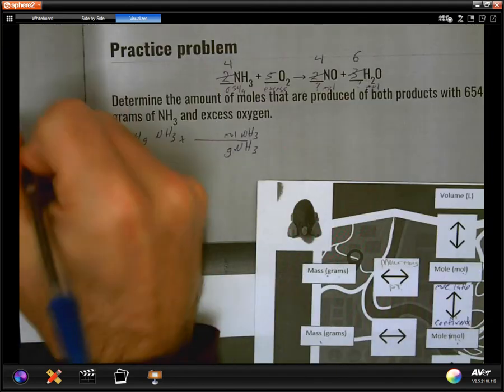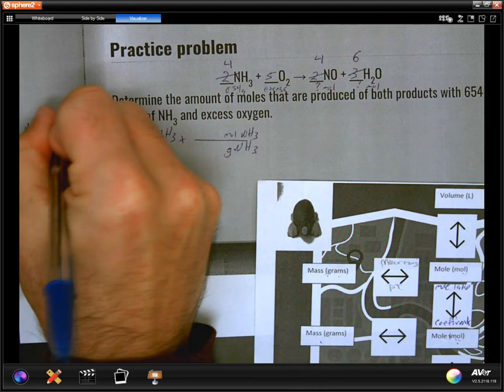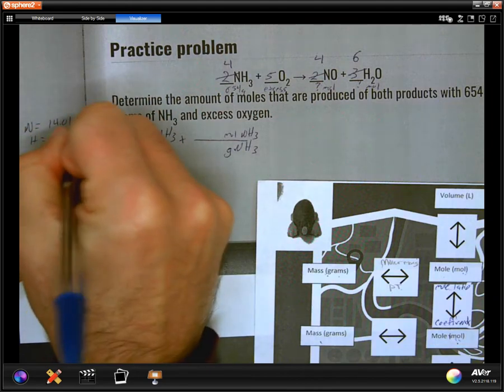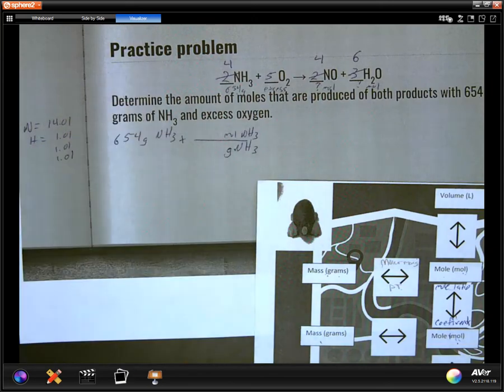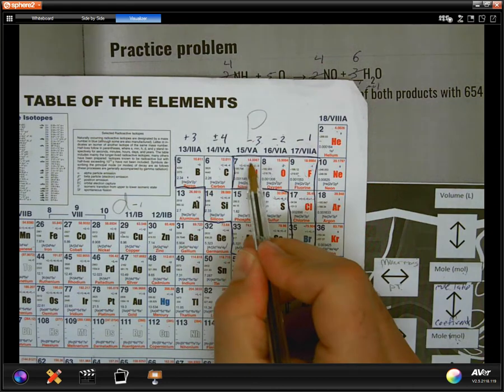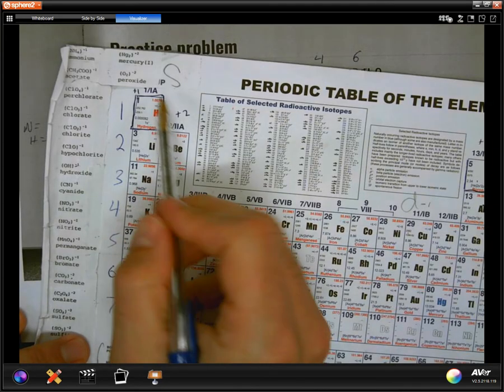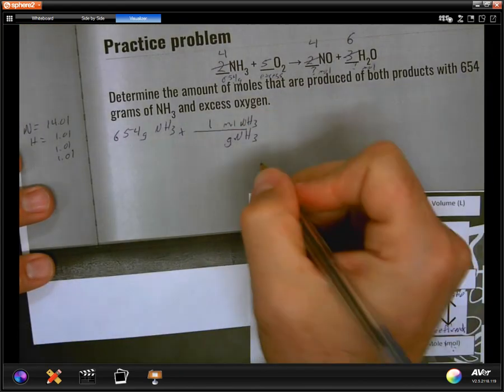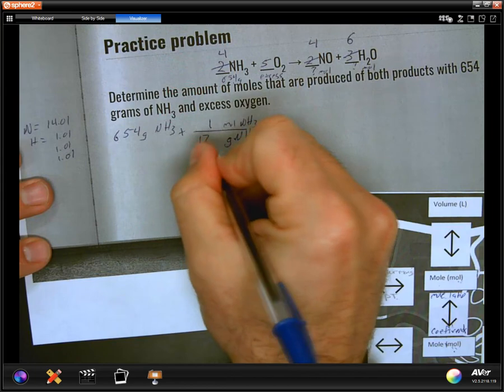So I can simply say nitrogen is 14.01, hydrogen is 1.01, 1.01, 1.01. And again, as a reminder, where did those numbers come from? They came from right here, rounded to two decimal places, and right here, rounded to two decimal places. I add it up, and I see the molar mass of nitrogen trihydride is 17.01.